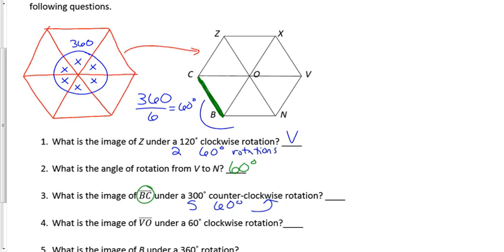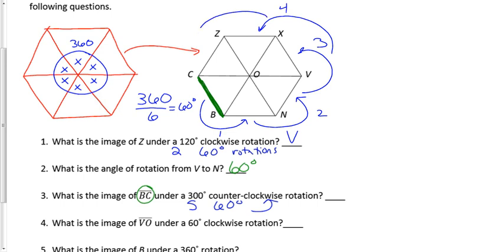From here to here, that's 1. From here to here, that's 2. From here to here, that's 3. From here to here, that's 4. From here to here, that's 5 60 degrees. So let's follow B. B was here. Then after one rotation, it was on N. After another, it was on V. After another, it was on X. After another, it was on Z. And after the fifth one, it's on C. So my B matches up with C, and my Z matches up with my original C. So I end up at CZ.